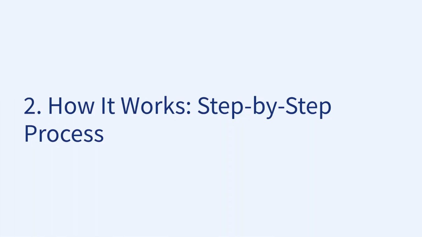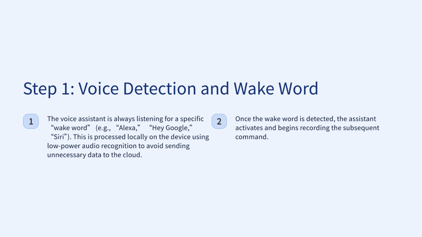2. How it works, step-by-step process. Step 1. Voice detection and wake word. The voice assistant is always listening for a specific wake word, for example, "Alexa," "Hey Google," "Siri."